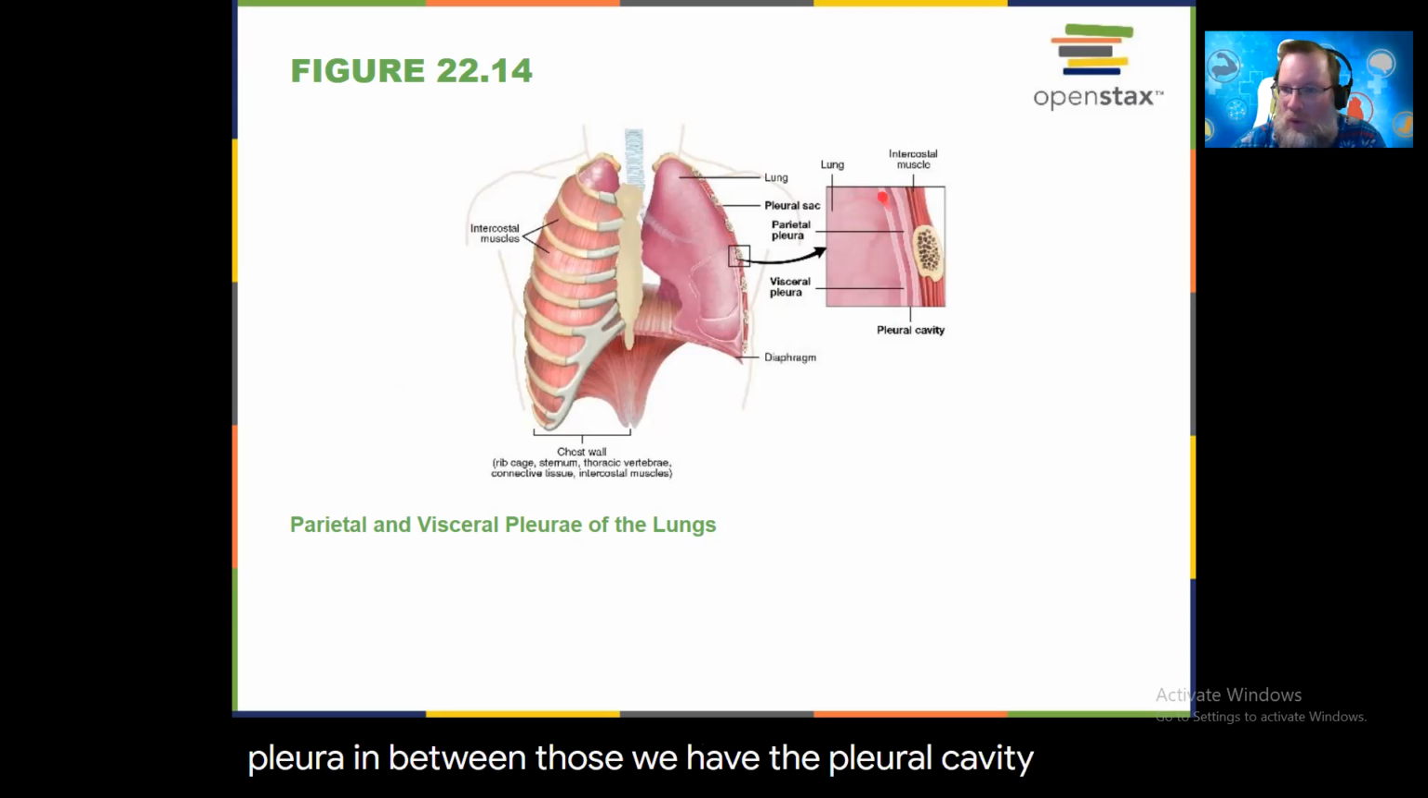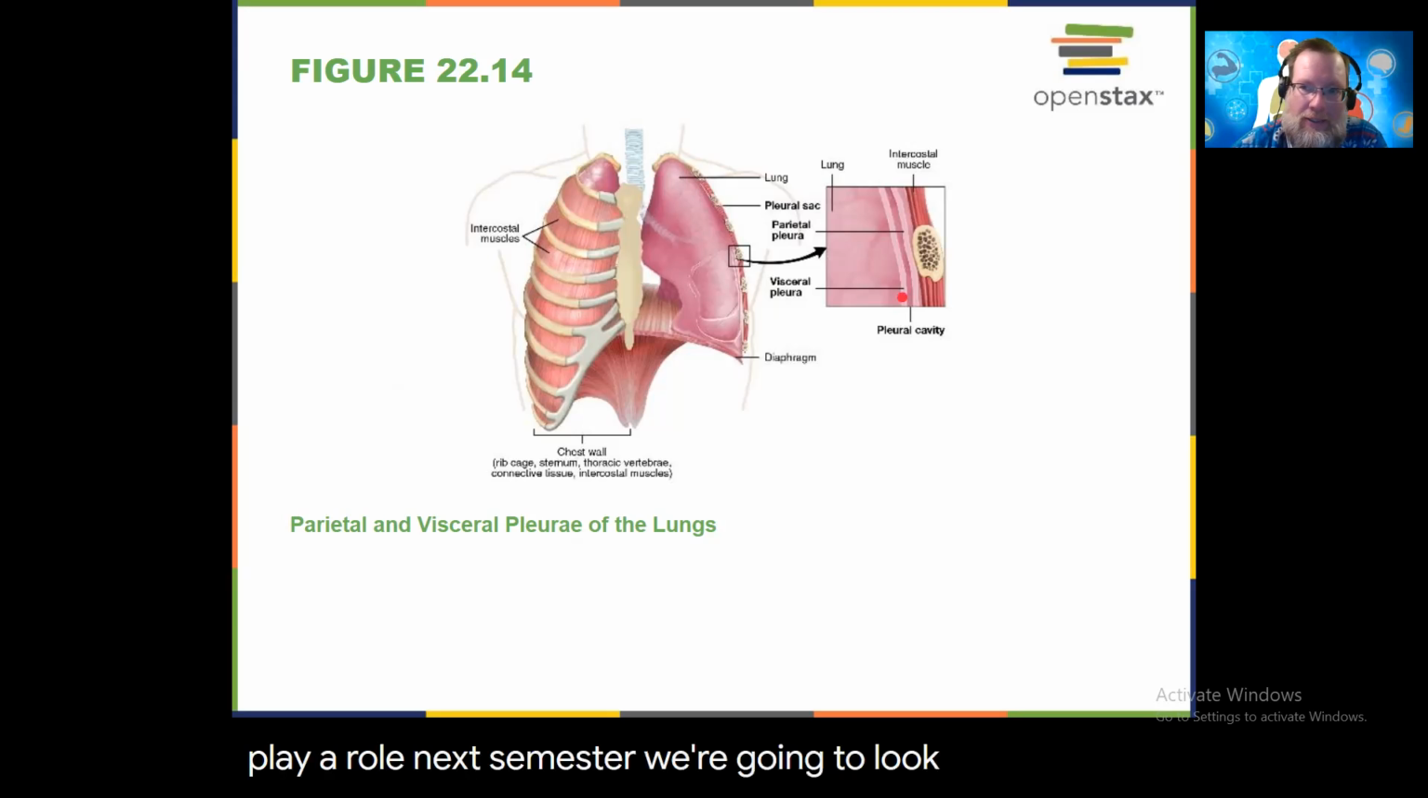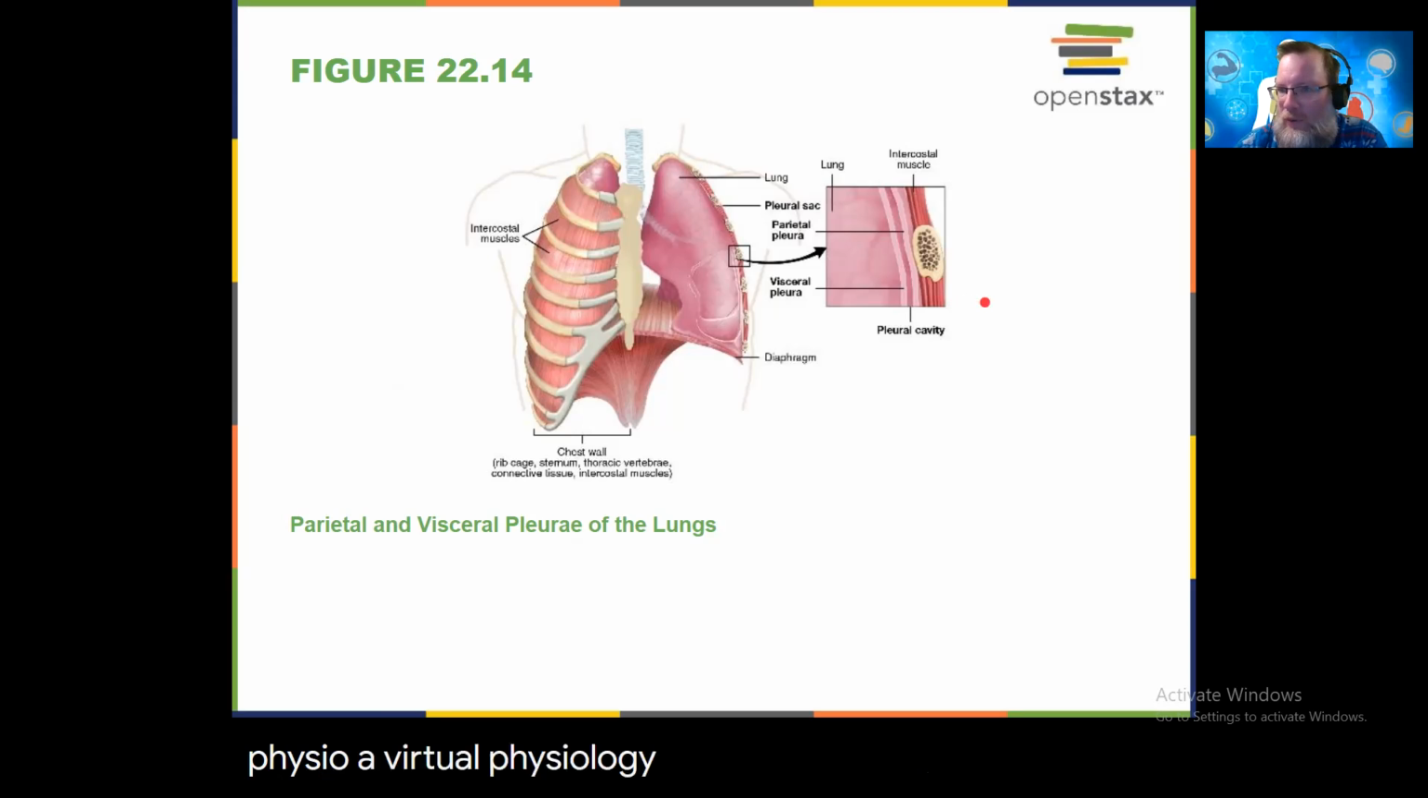This will play a role next semester. We're going to look at a case study, and we're going to discuss. We're also going to do a virtual physiology lab that deals with something called pneumothorax, where we get a puncture of the lung and a deflation of the lung, and so we'll take a deeper look at these pleural cavities and these pleural membranes next semester.